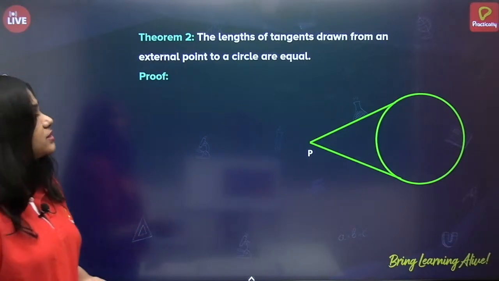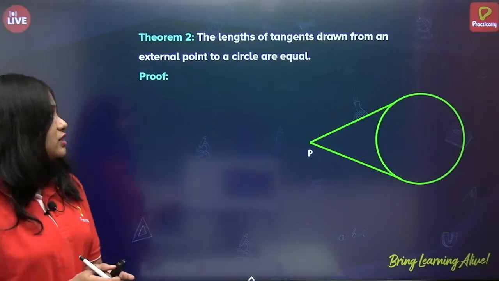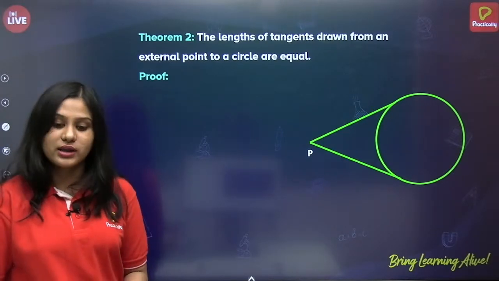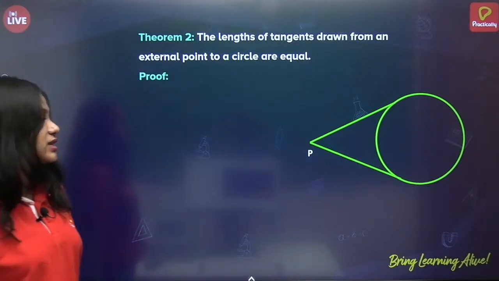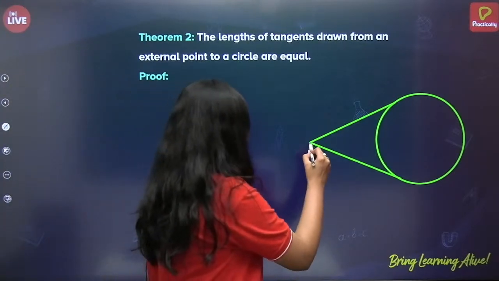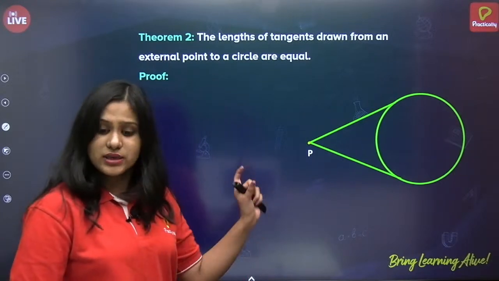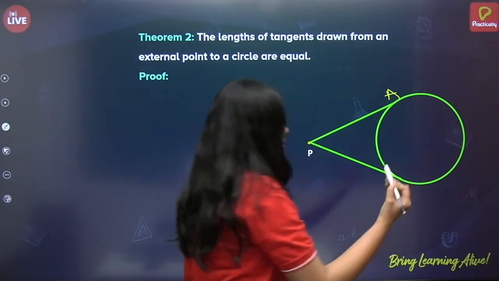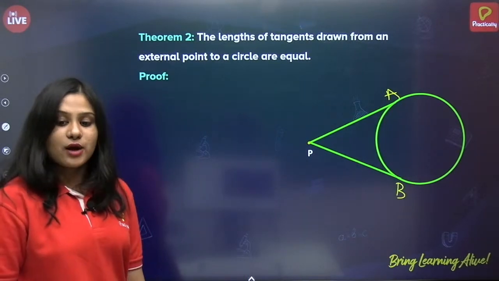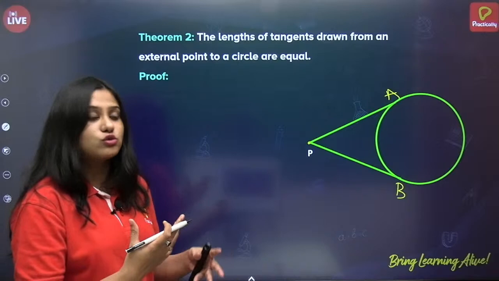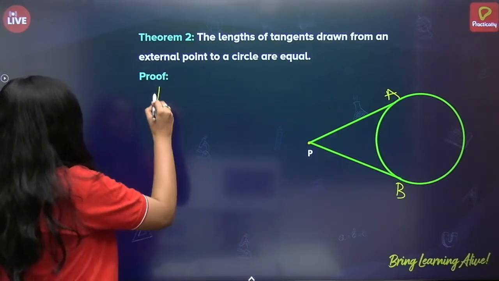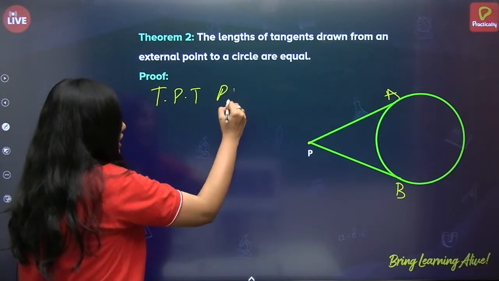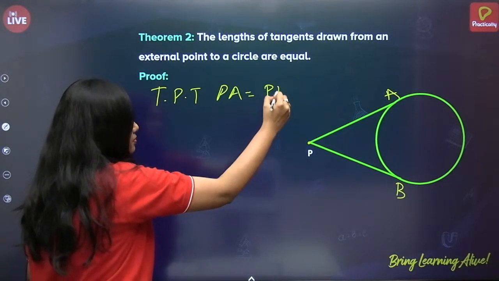What is the theorem statement? The lengths of the tangents drawn from an external point to a circle are equal. Okay, that is interesting. Let us see. So this is point P, correct? That is in the exterior of the circle. Let me take this as A and this is B. All right. Now the theorem states, or we have to prove, that PA is equal to PB.